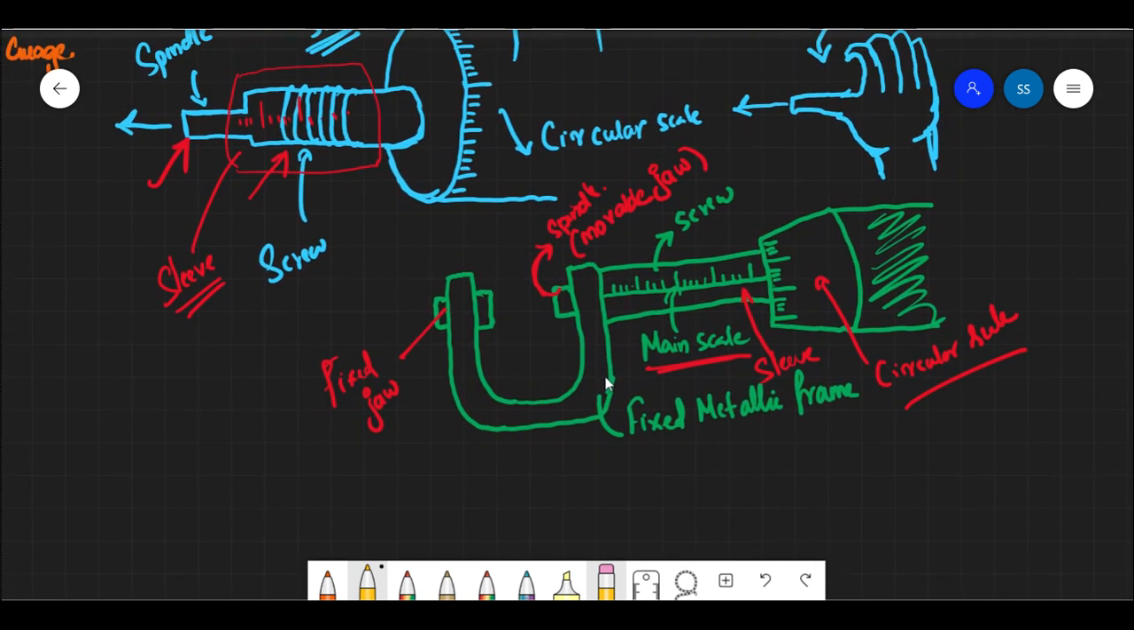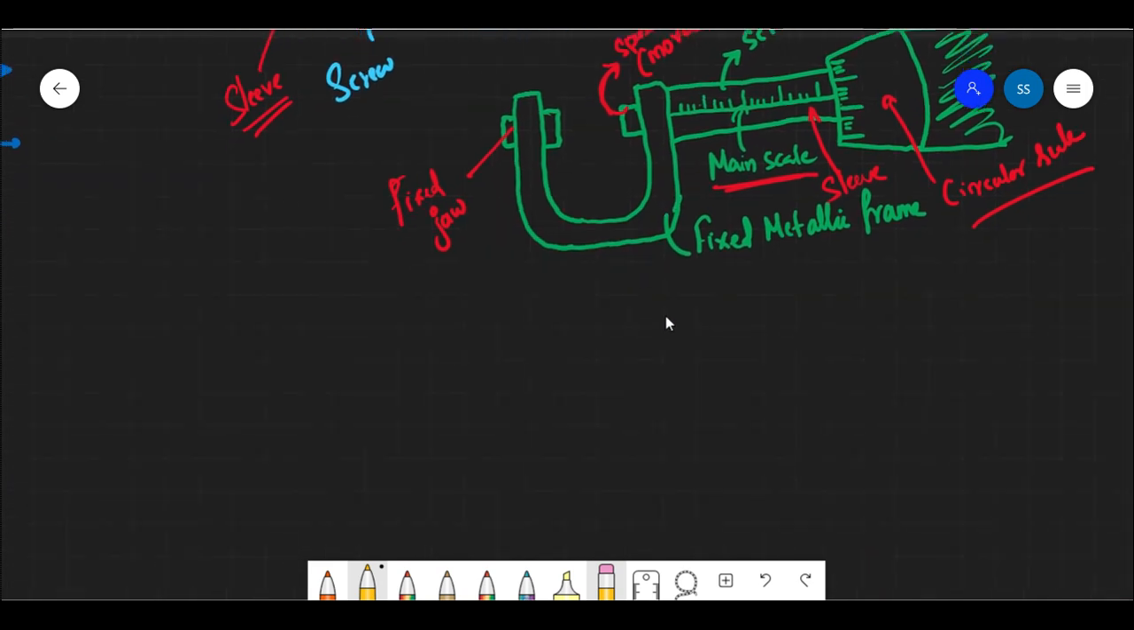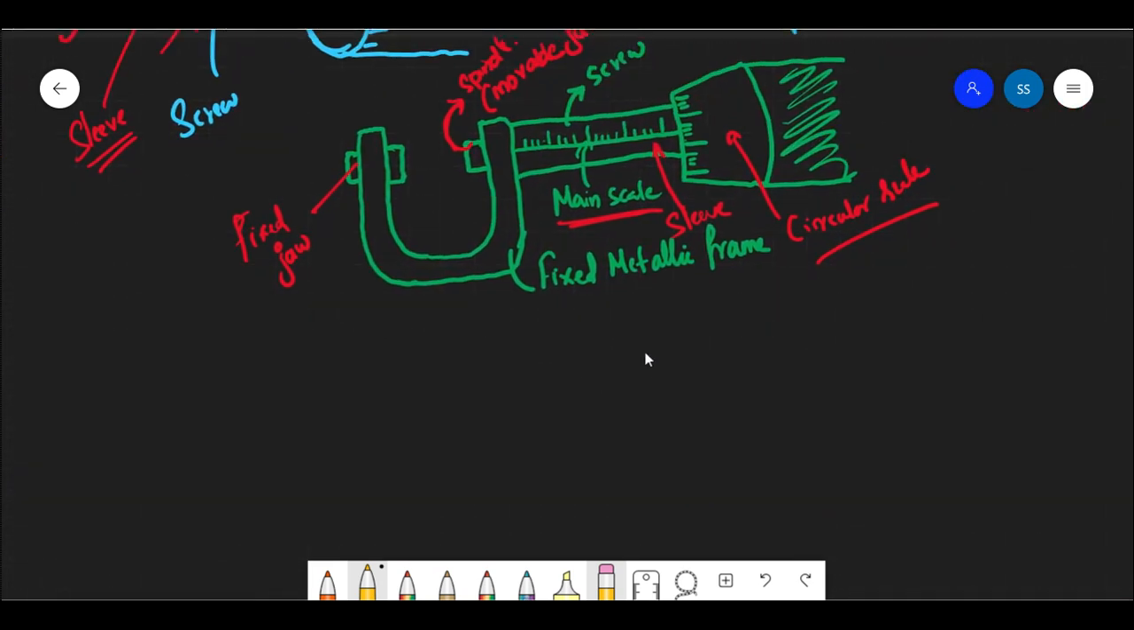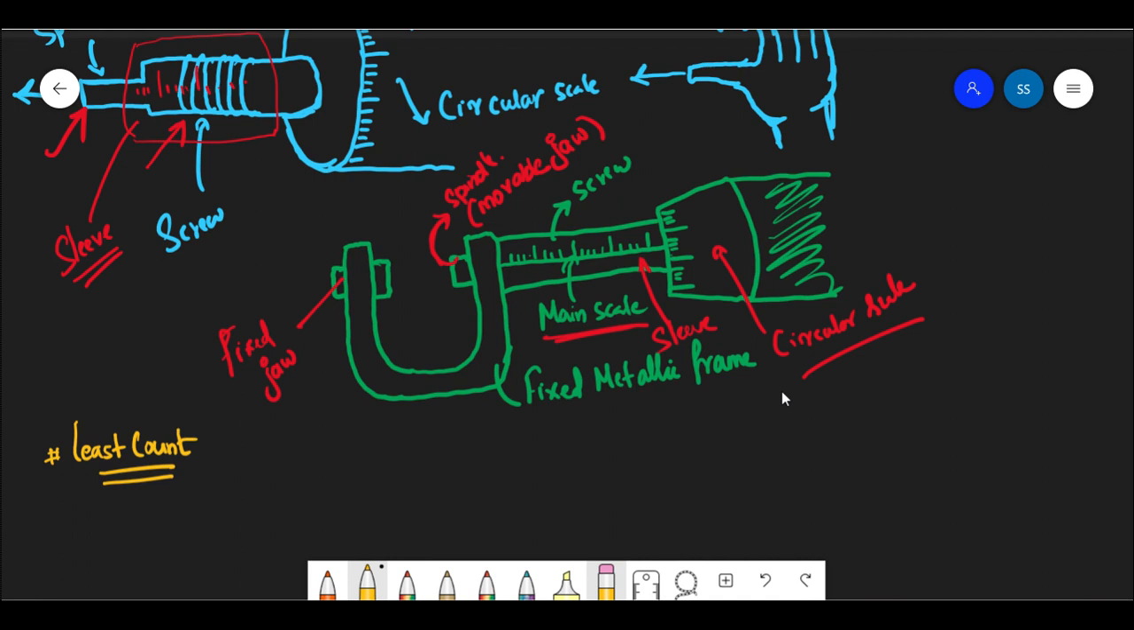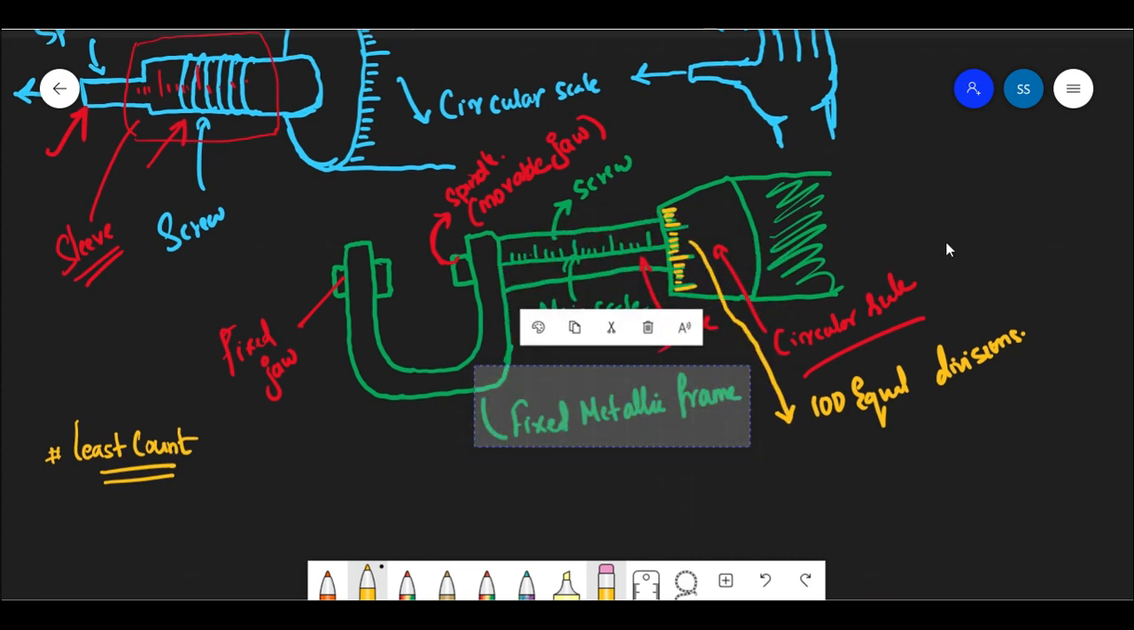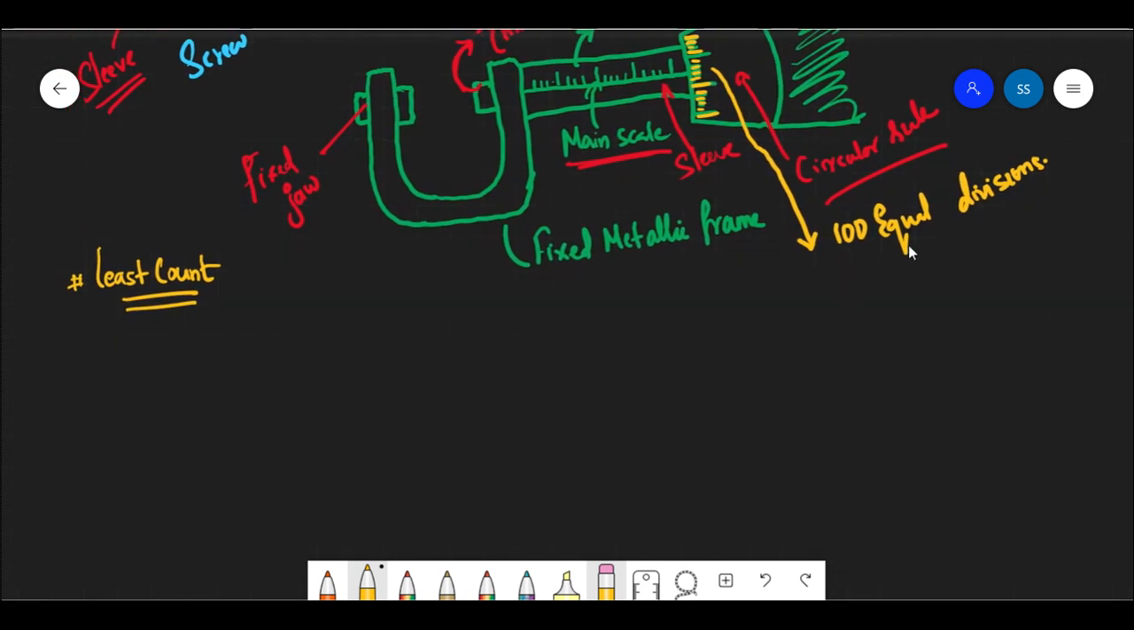Now you know how it goes and how it works in particular. So guys, now let's discuss how we measure. First of all, I want to mention the thing called least count, but before that, I want to mention two, three other things. Here you can see that this portion has been divided into 100 equal divisions.